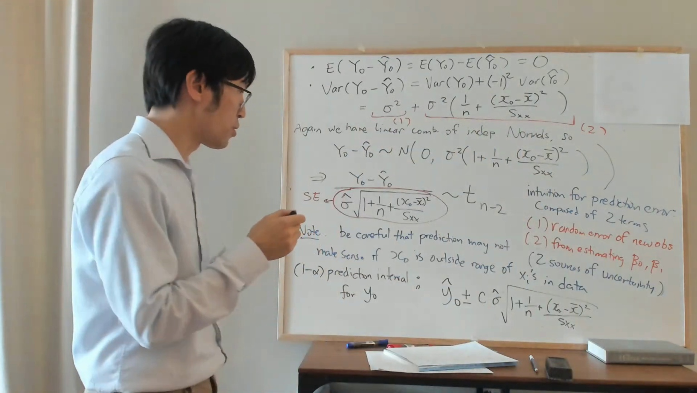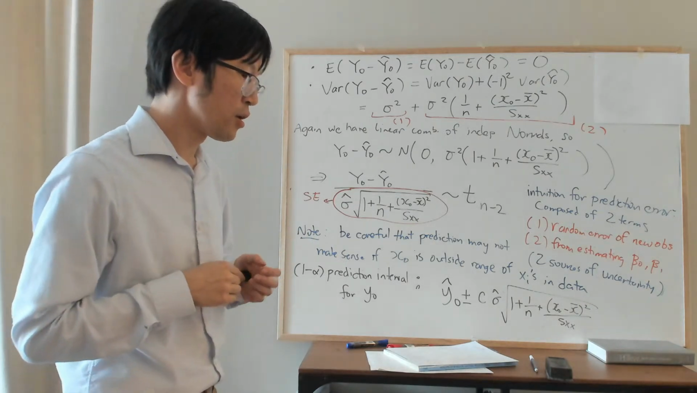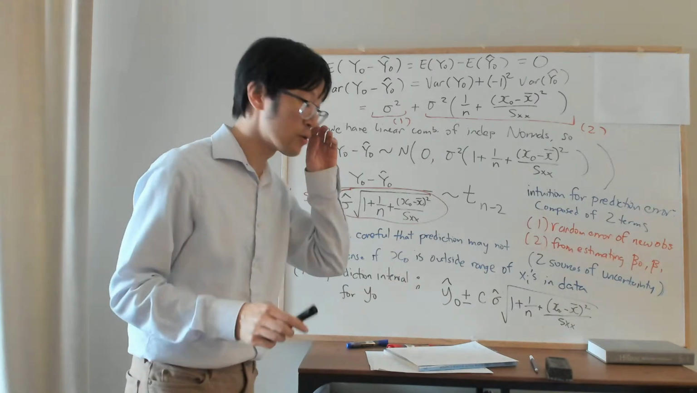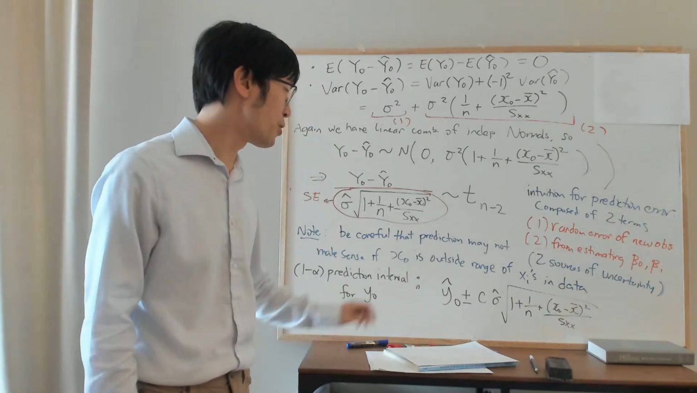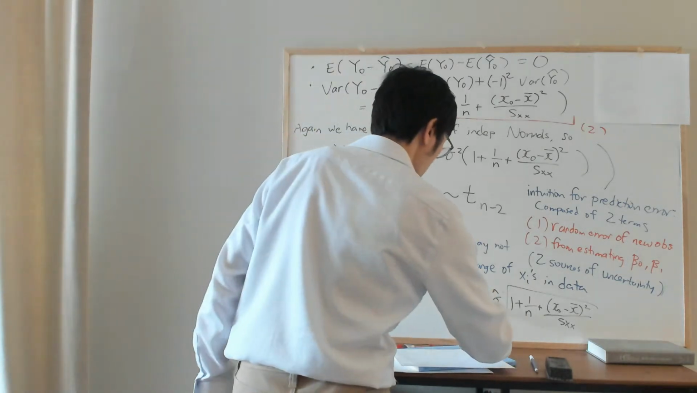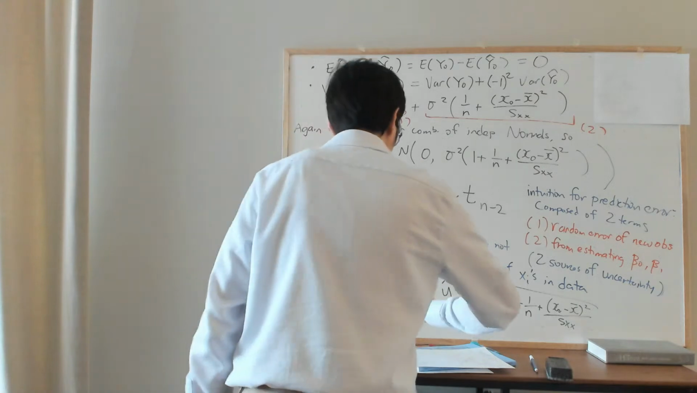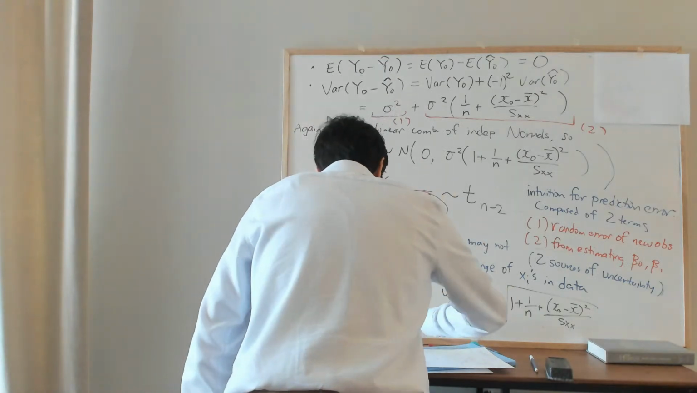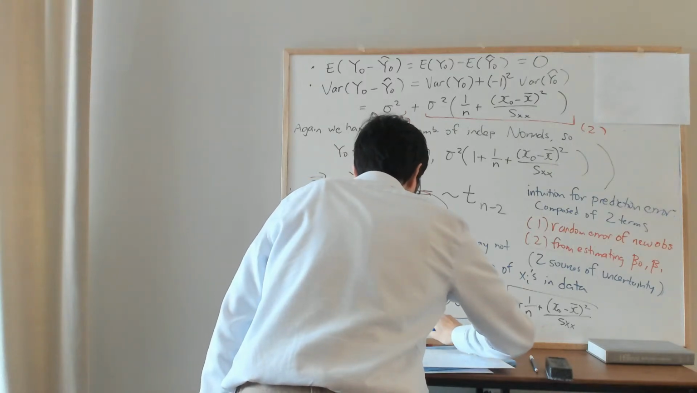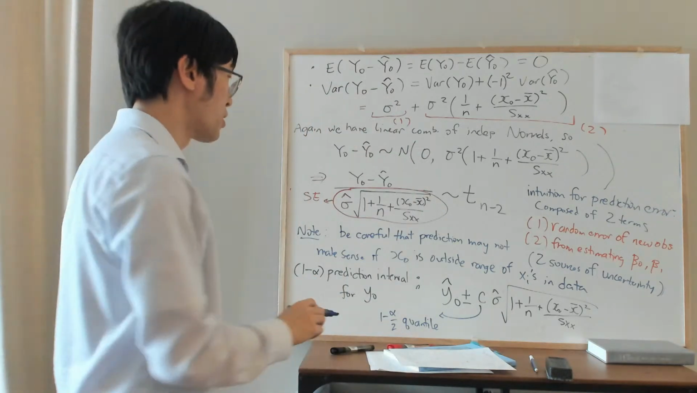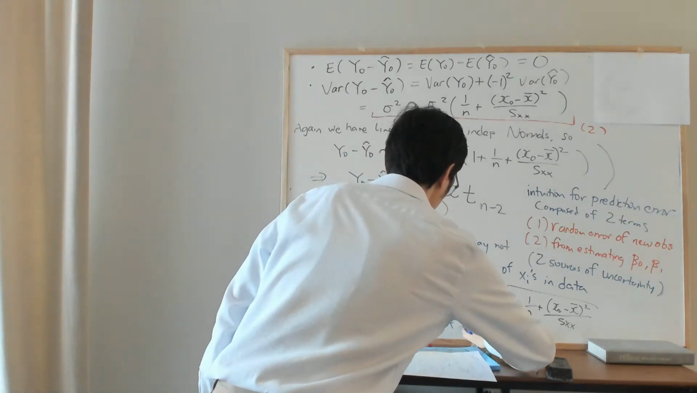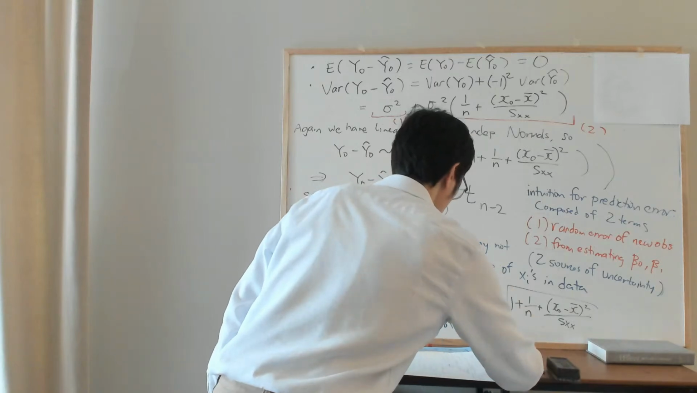Okay, so we construct our t distribution-based prediction interval in the same way we constructed confidence intervals for beta 1 last time. So what is the c here? That is again the 1 minus alpha over 2 quantile. It's the same value from our t distribution with n minus 2 degrees of freedom.